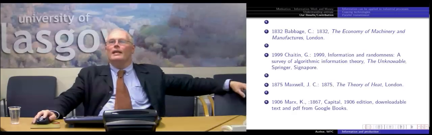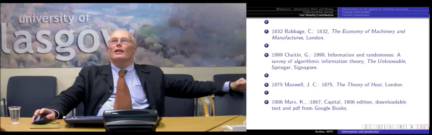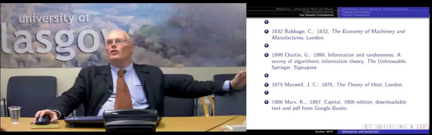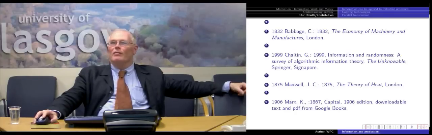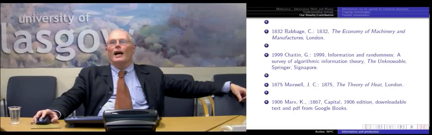These are some key references which I've used in this. It's worth going and looking at Babbage's original book, The Economy of Machinery and Manufactures. Chaitin's book, The Unknowable, gives a good explanation of the theory of information and randomness. And obviously, Capital, you as economic students will be familiar with. And I've also referred to James Clerk Maxwell's theory of heat.